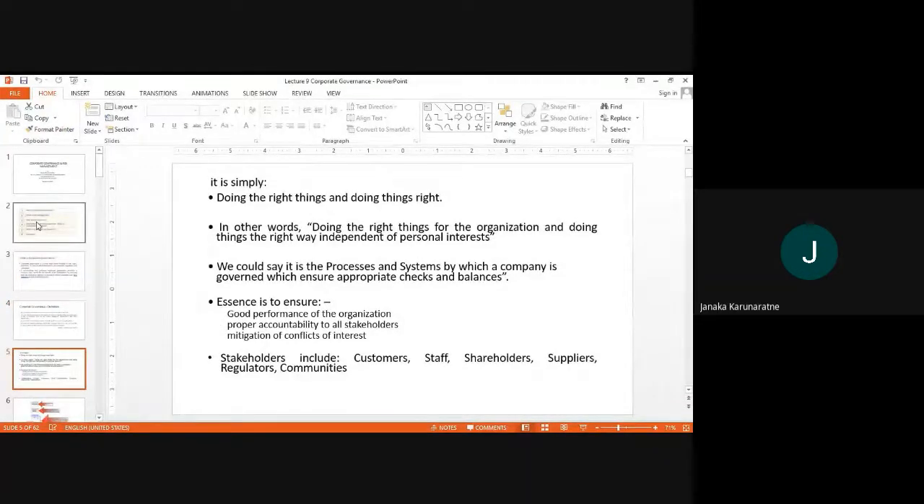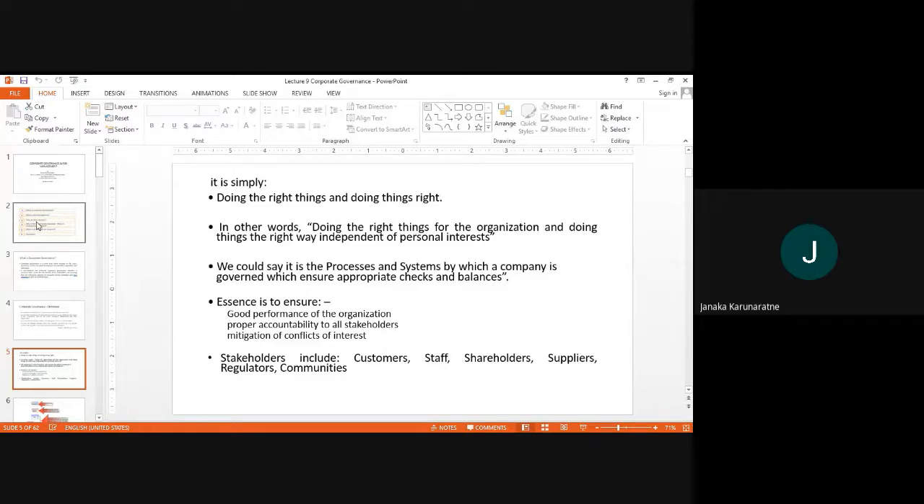But despite whatever definition any organization sets for corporate governance, in simple, practical terms, you can simply say governance is doing the right things and doing the things right. Two things. In other words, doing the right things for the organization and doing things the right way, independent of personal interest. There is no personal interest in a well-governed framework. You have to keep your personal interest set aside and do the right things for the organization and also do the things in the right way.